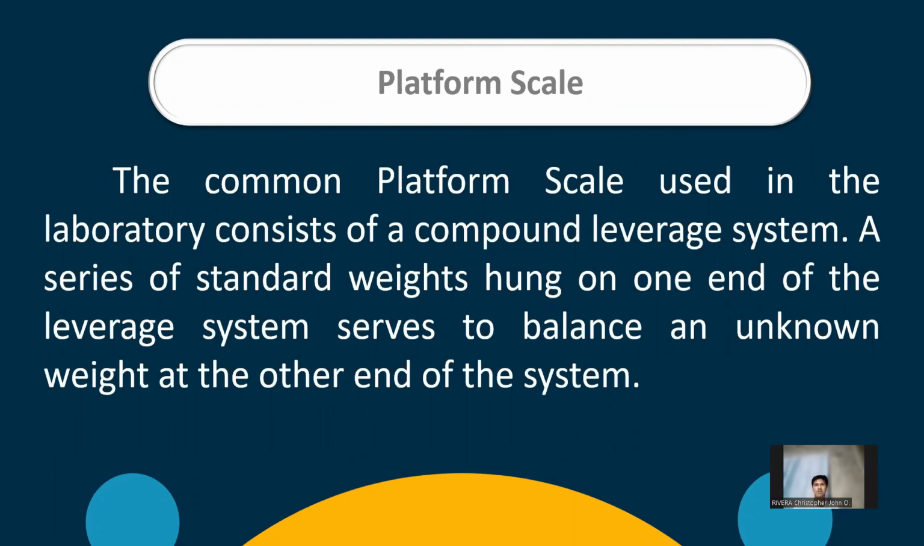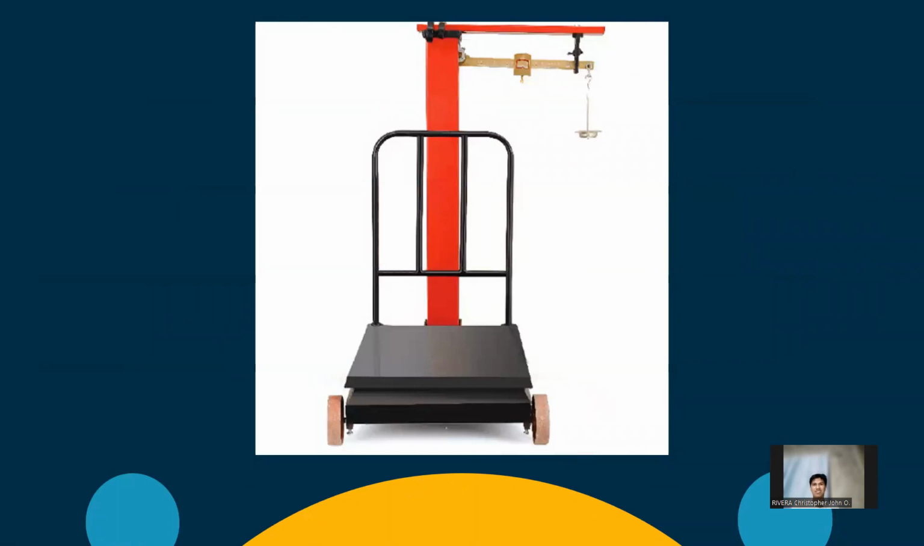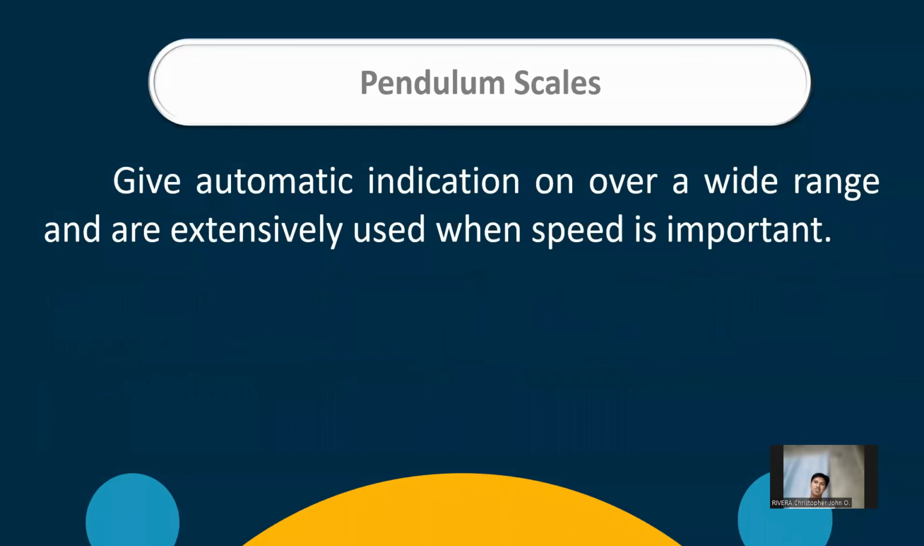First is the platform scale. The common platform scale used in the laboratory consists of a compound leverage system. A series of standard weights hung on one end of the leverage system serves to balance an unknown weight at the other end of the system. So that is the platform scale. The benefits we get from it: it is easy and accurate measurement, increased productivity, reducing shipment mistakes, and preventing overloading. Next is the pendulum scale.